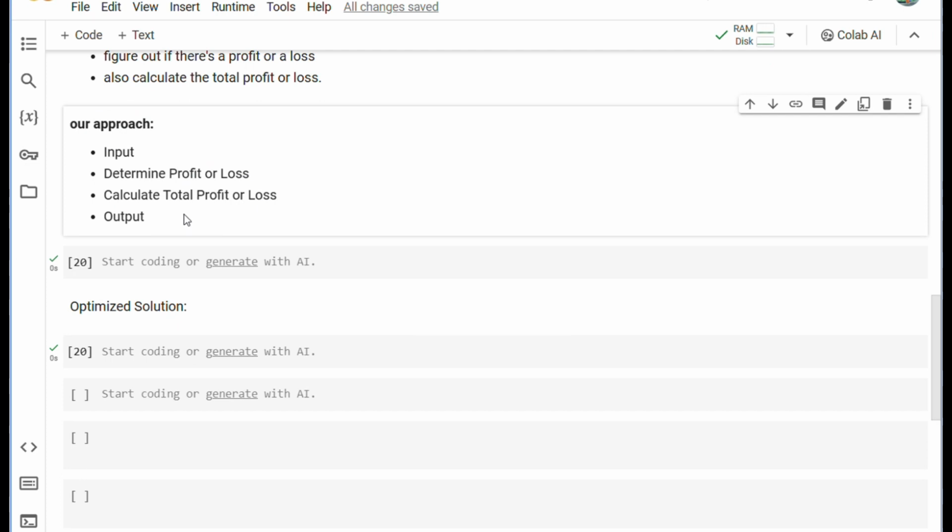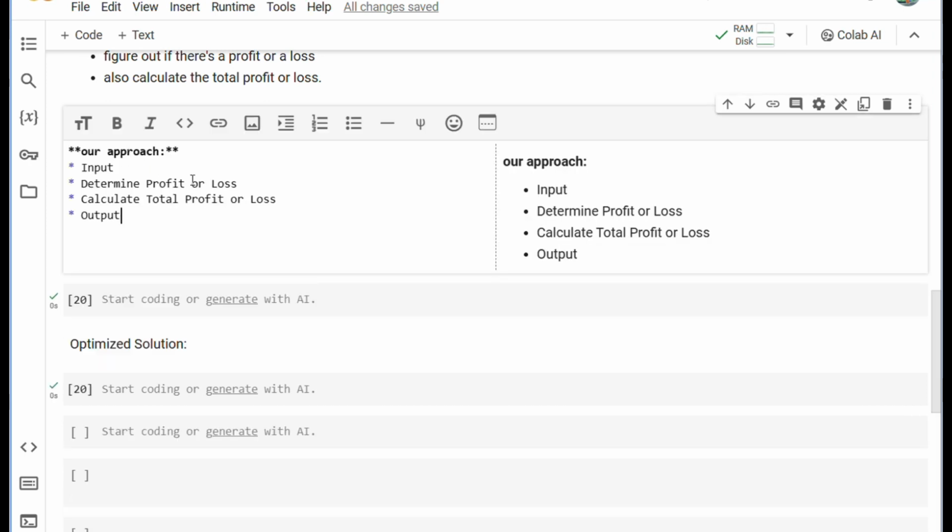So basically what we are doing is, firstly we need to take the cost price and the selling price as input from the user, and this will be pretty straightforward. We just ask the user to provide these values. Okay, next we need to determine if the cost price is less than the selling price. If it is, we know there is a profit, otherwise there is a loss, right? So we represent this as 1 for profit and -1 for loss.